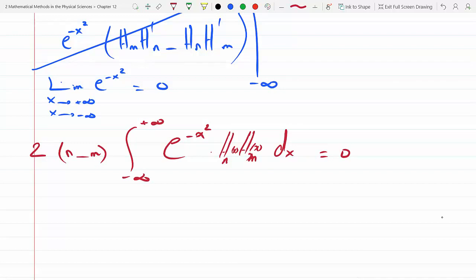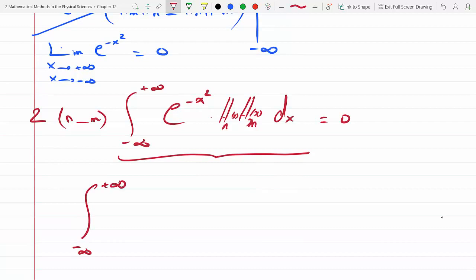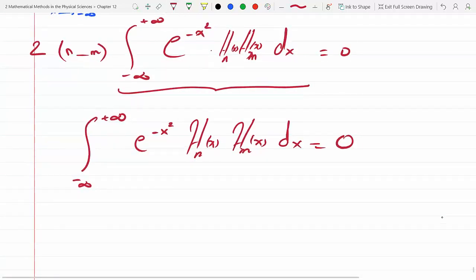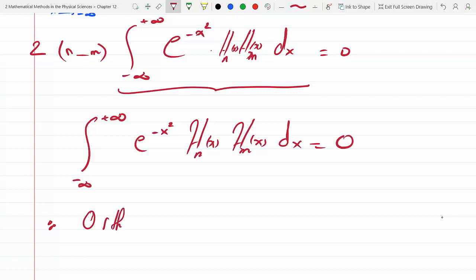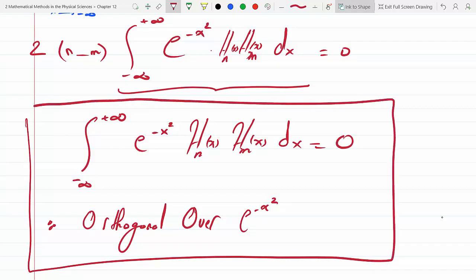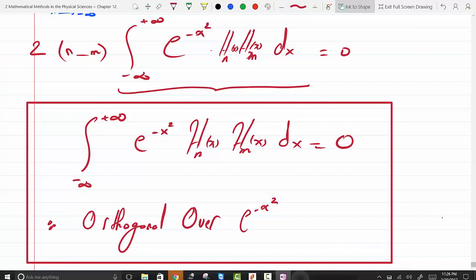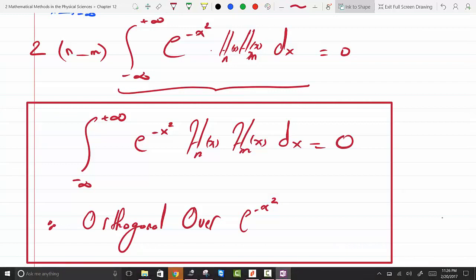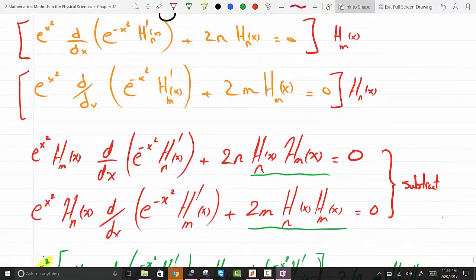then they may not be orthogonal if they're the same function, but that's not what I'm interested in. I'm interested in this guy, the integral from minus infinity to plus infinity of e to the minus x squared hn hm dx equals 0, and hence they are orthogonal. Therefore functions are orthogonal over the weighted function e to the minus x squared. And this would be the result of this proof. This concludes the proof that the Hermite polynomials are indeed orthogonal.